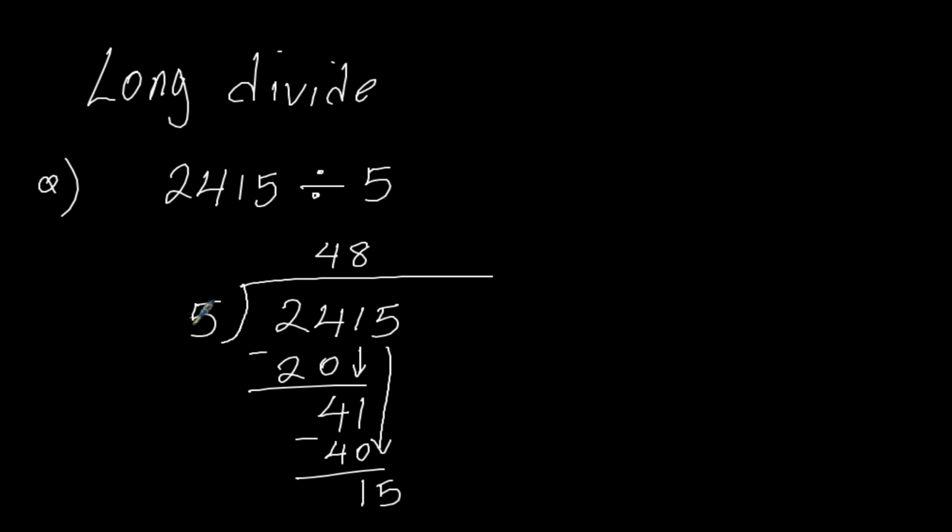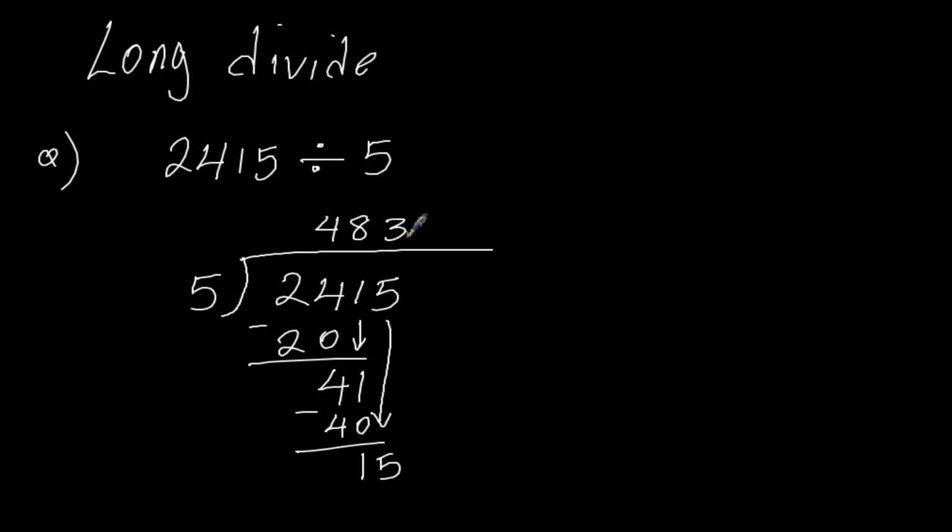So how many times does 5 go into 15? It goes in 3 exact times. So when I multiply 3 times 5, it will give me 15, and subtracting that, it will give me 0. So the answer to that is 483. That is part A. Let's look at part B.